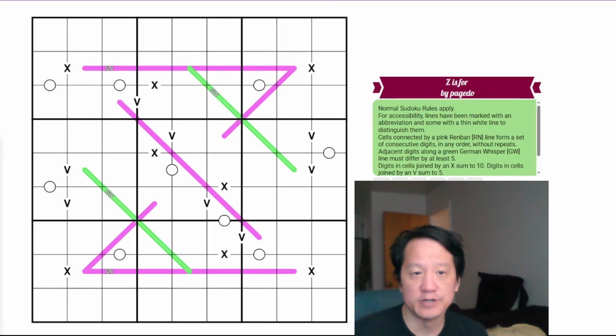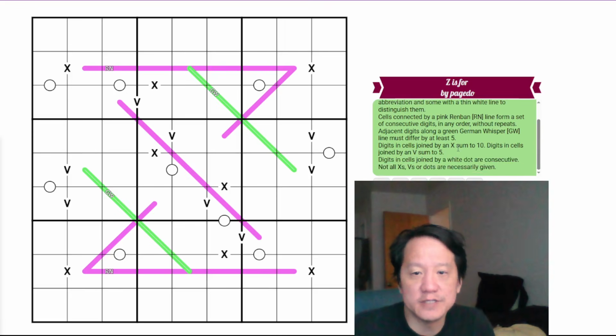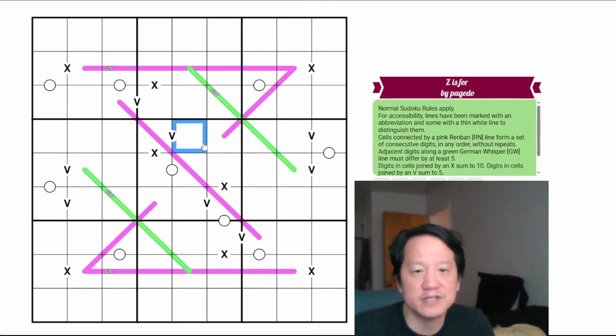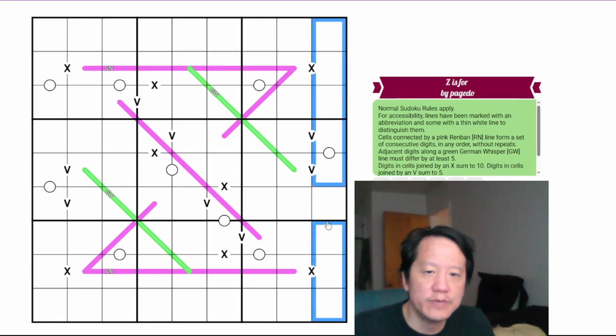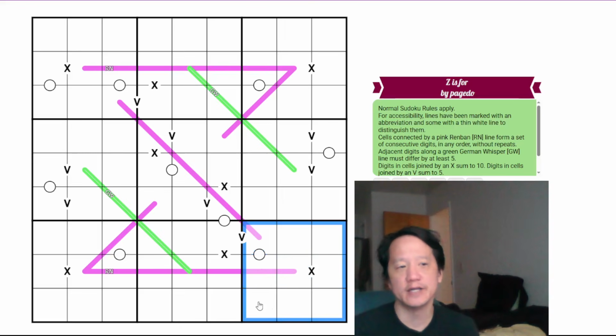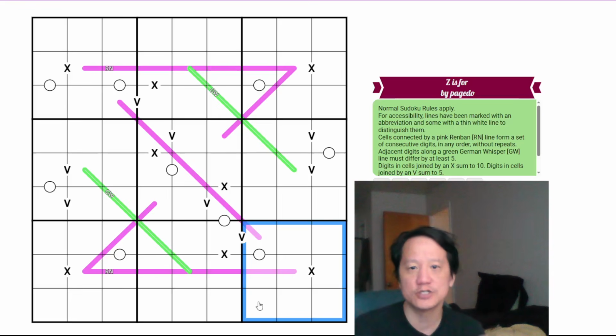Today's very easy puzzle is called Z is 4 by PageDough, and here are the rules. Normal Sudoku rules apply, which means in every cell in the grid, place a single digit such that every row, column, and designated 9-cell region contains the digits 1 through 9 exactly once each.